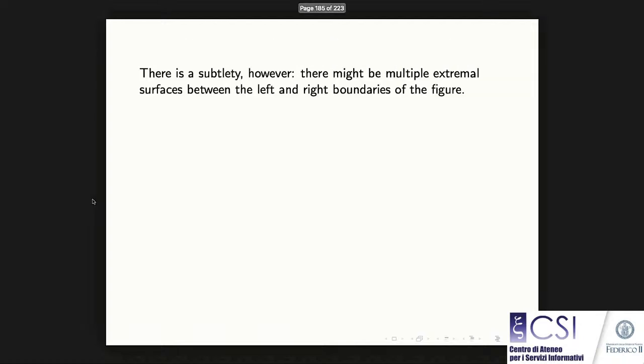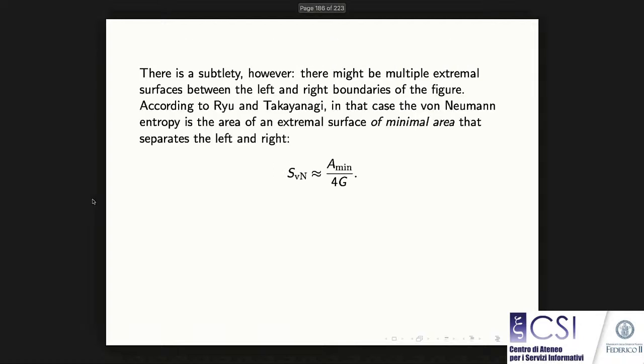And the general statement is that the von Neumann entropy is the area of an extremal surface of minimal area that separates the left and the right. In other words, if there are multiple extremal surfaces, then among those extremal surfaces, you pick the one of least area.